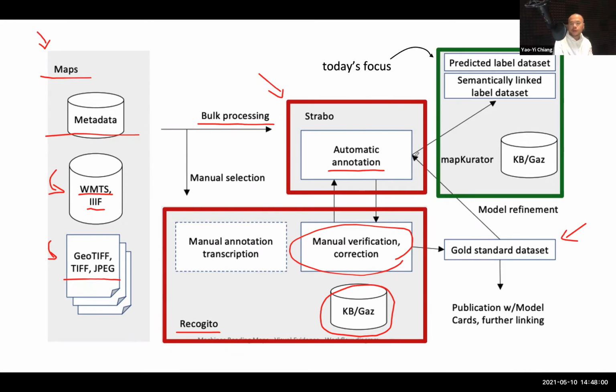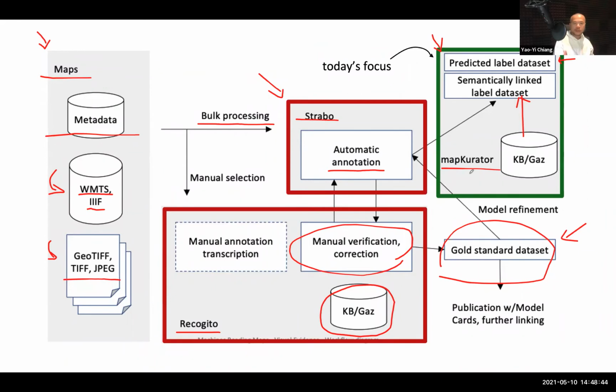Also, the result from Strabo will be sent to Map Curator. Map Curator is actually today's focus. I'm going to get into the details of Map Curator. In Map Curator, we can automatically predict labels. That means we can link individual recognized words, like Los Angeles, together into Los Angeles, and we can link them to external data sets to provide meaningful, rich metadata for each phrase. Together, the output becomes gold standard data sets that everyone can use, and we can also use them to improve our machine learning tools in Strabo and in Map Curator.